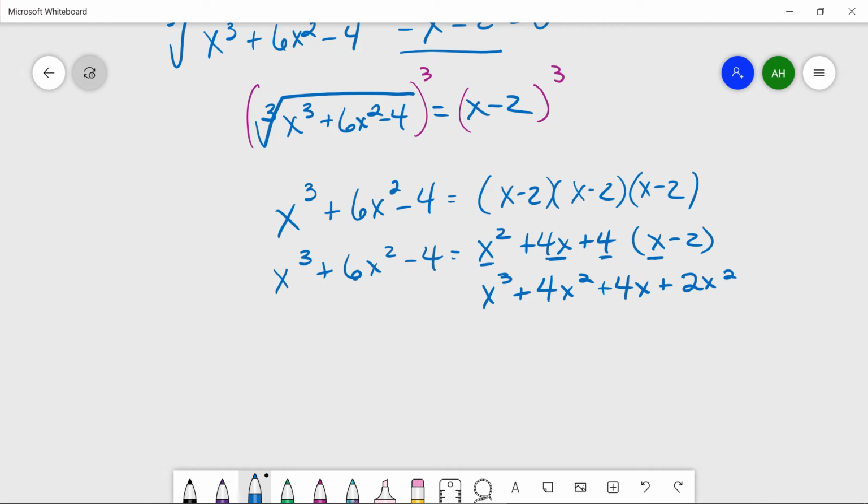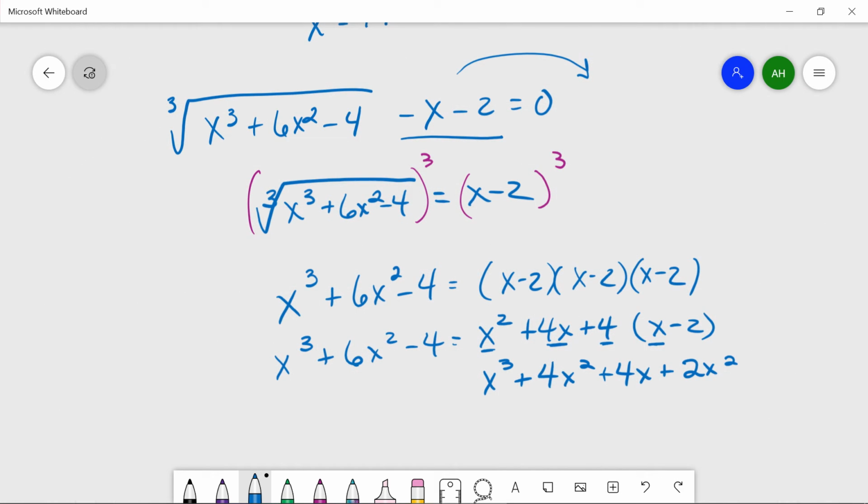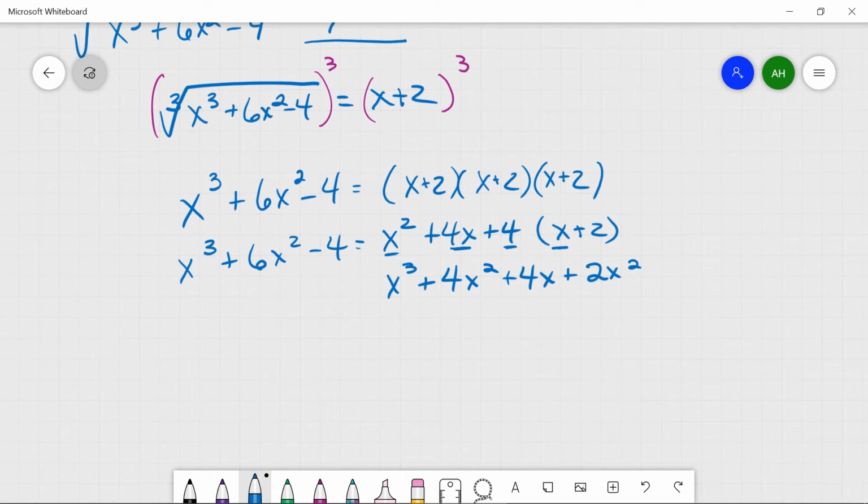Oh, and this right here. I'm just realizing this is a negative 2, so when it came over, it should have come over as a positive 2. So this should be positive 2, positive 2, positive 2, and this is positive 2. Watch those negative signs. They'll get you every time. So this right here is going to be 2x squared, and then plus 8x, and then plus 8.